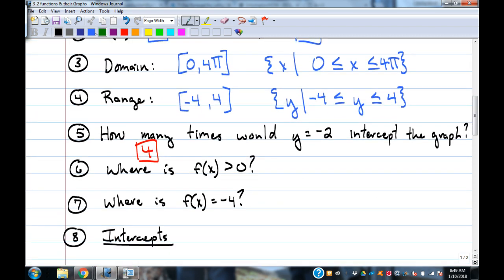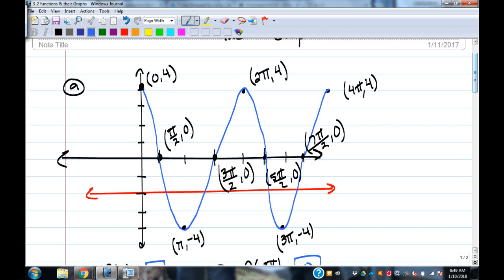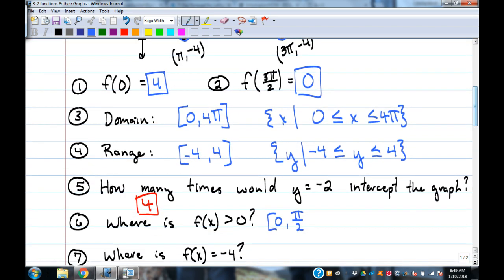Okay, so the interval from 0 to pi/2, how do we write that? We write it bracket 0 to pi/2. Is pi/2 included? Back at the graph. What's the y value for pi/2? Is 0 greater than 0? No. So that doesn't fit the inequality. So that should not be included. So what do we put there if it's not included? Parentheses. That's one of the intervals where the y values are greater than 0.